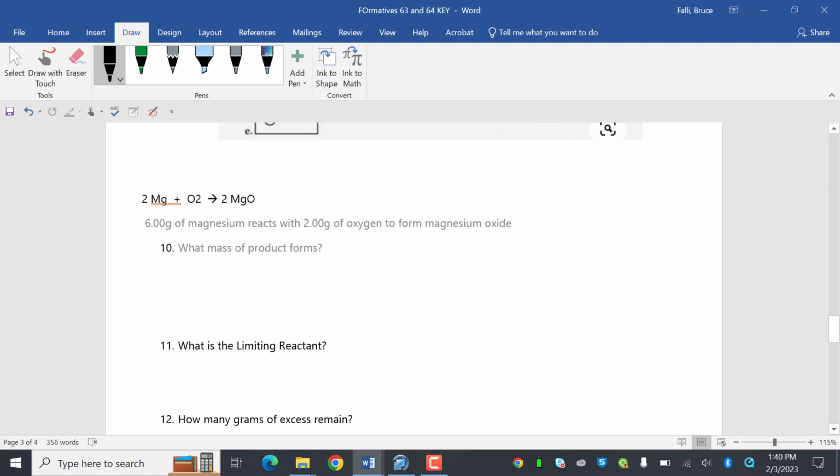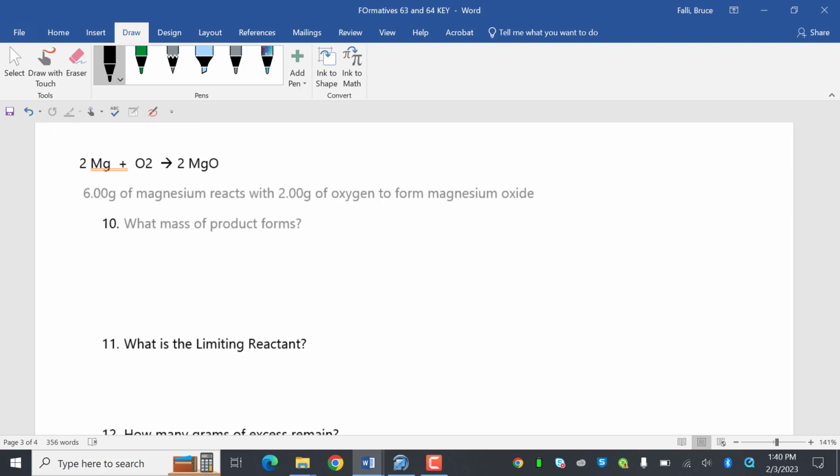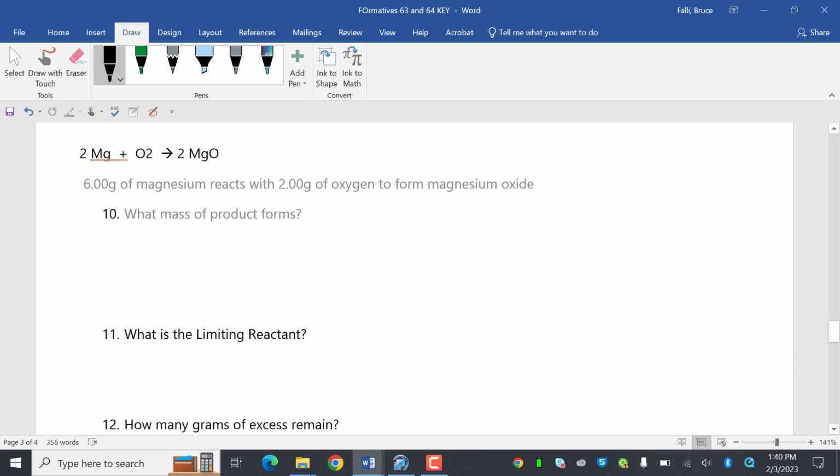All right, bust out your calculators and let's do this. What mass of product forms? I've got 6 grams of magnesium, and 2 grams of oxygen. What mass of product forms? So I'm looking for grams of MgO.